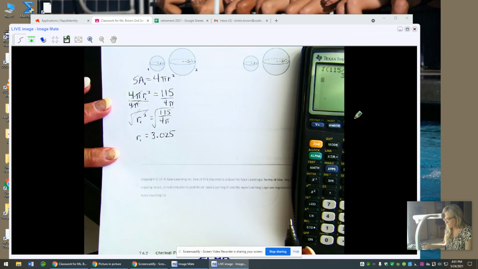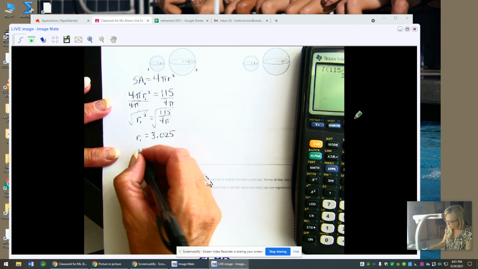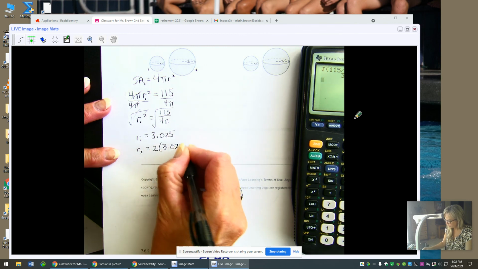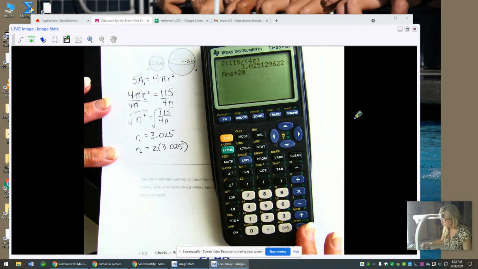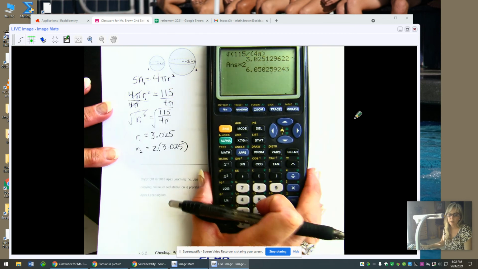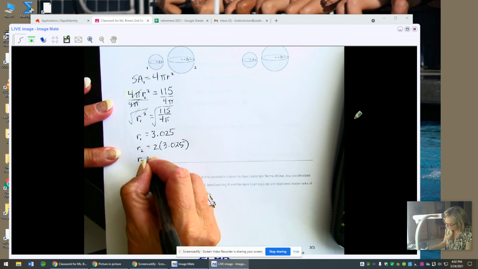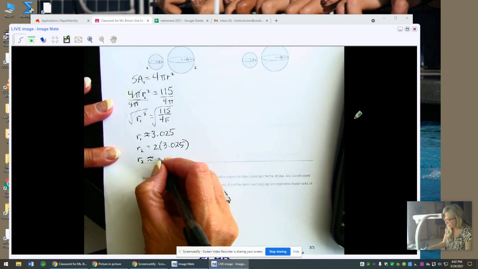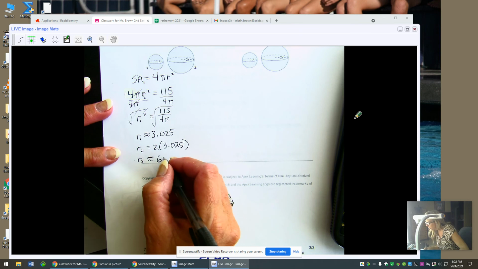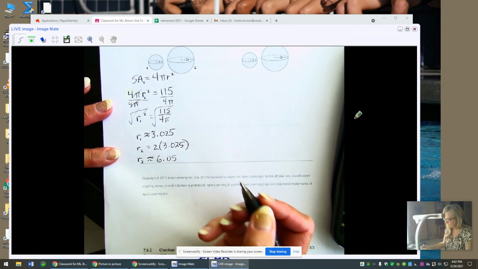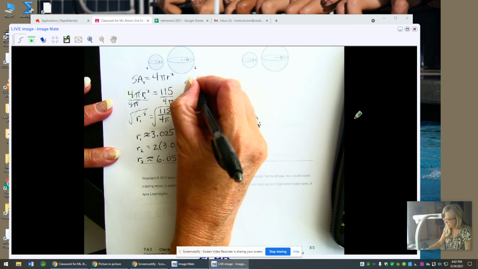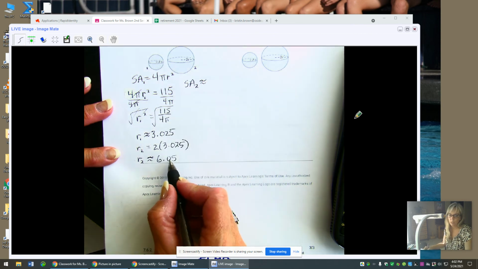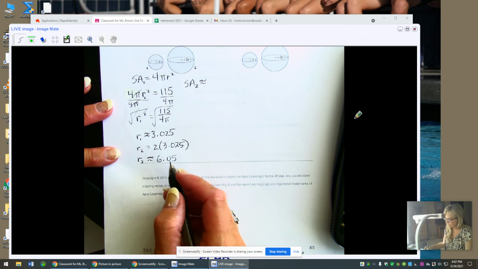Let's double that, and we're home free, right? So radius 2 is 2 times 3.025, which is 6.05. That was an estimate, because we had to estimate, so everything's an estimate now. Radius 2 is about 6.05. And now we're ready to find the surface area of the second sphere. It's about, because the information we're using is an estimate, so everything from here on out is an estimate.